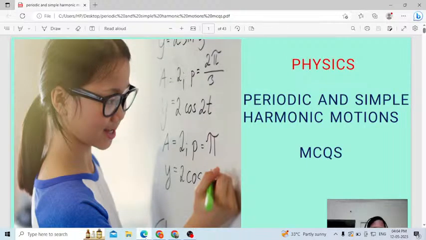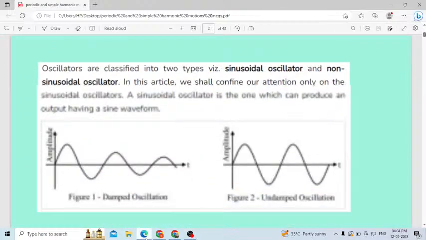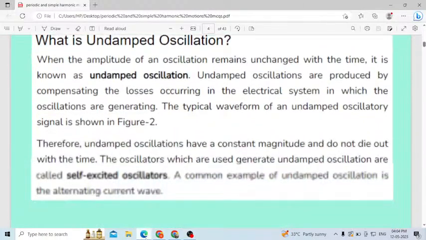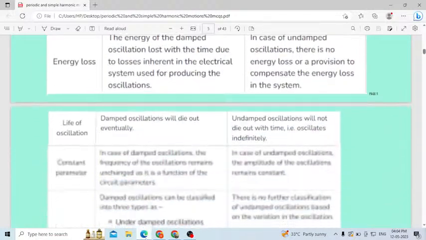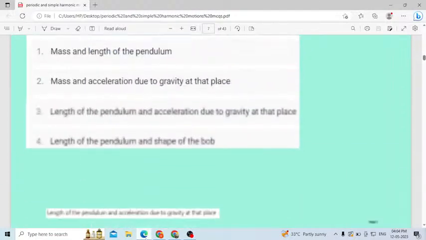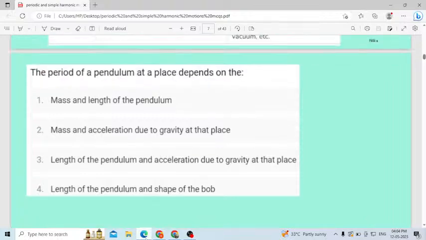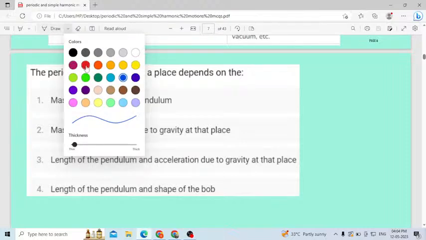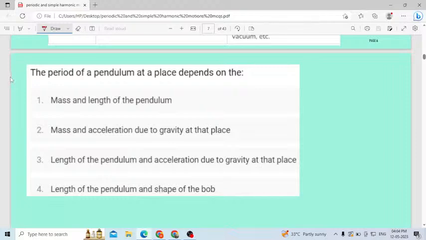Physics, periodic and simple harmonic motions, MCQ. Okay. Then this is damped, undamped oscillation, everything I explained in detail. These slides I included once again here. Okay, let us discuss the first question.